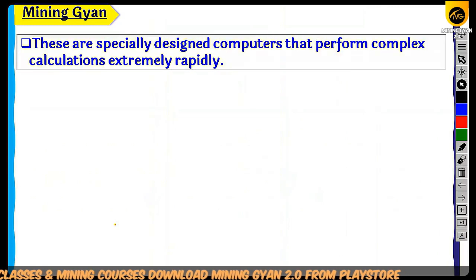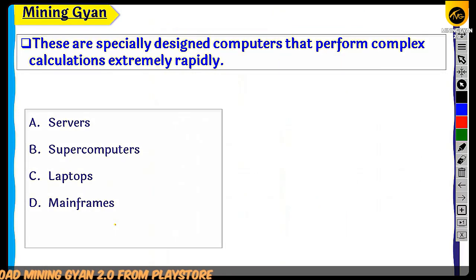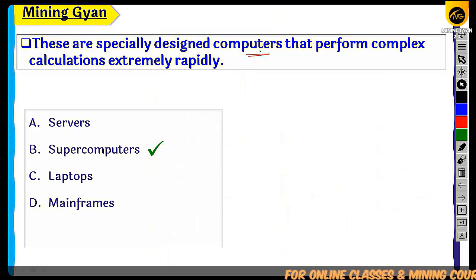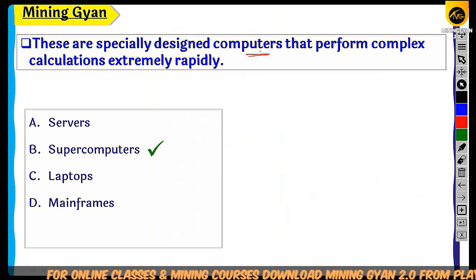Now the next one: these are specially designed computers that perform complex calculations extremely rapidly. I have discussed supercomputers. Supercomputers are designed for complex calculations and speed. So option B is the correct answer. Supercomputers belong to the special purpose computer category that performs complex calculations. So option B, supercomputers, is the correct answer.